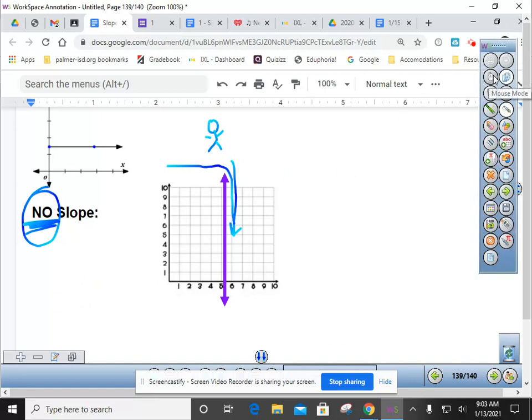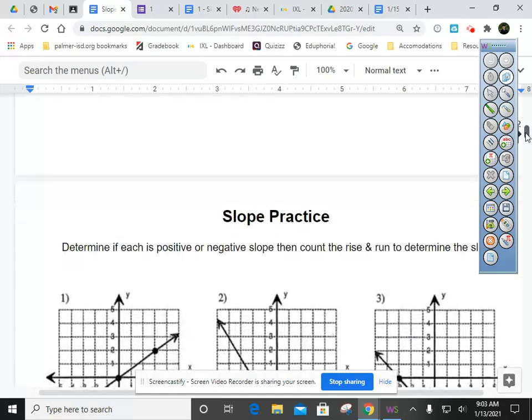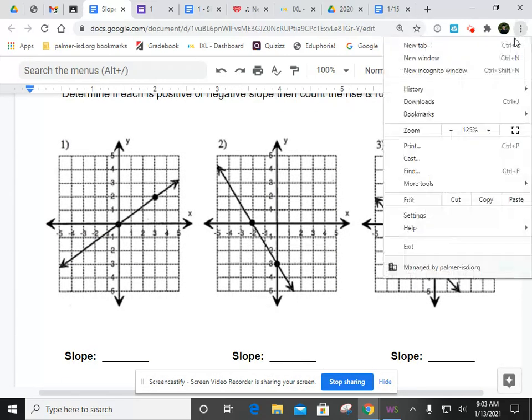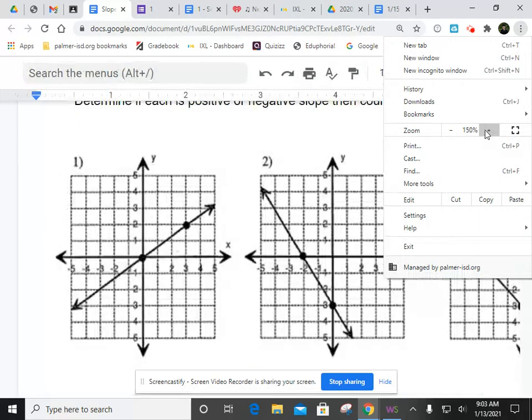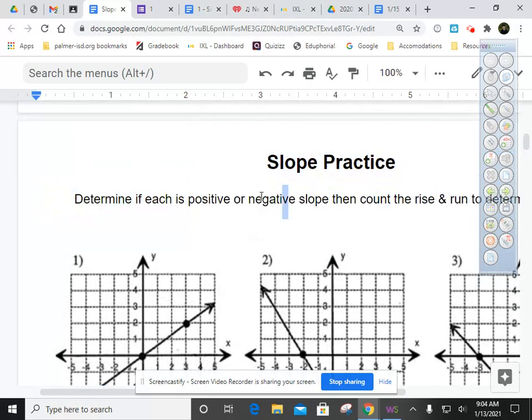All right, we good? Turn the page. You do not need the ruler right now. Slow practice. You know that song stuck in my head.